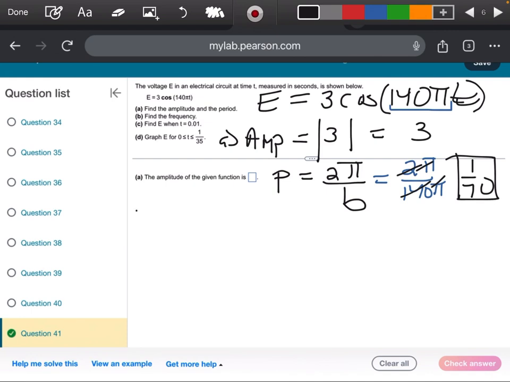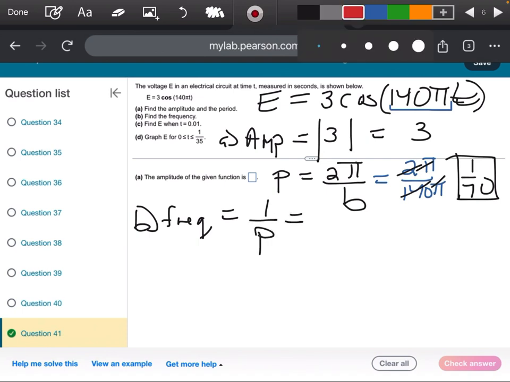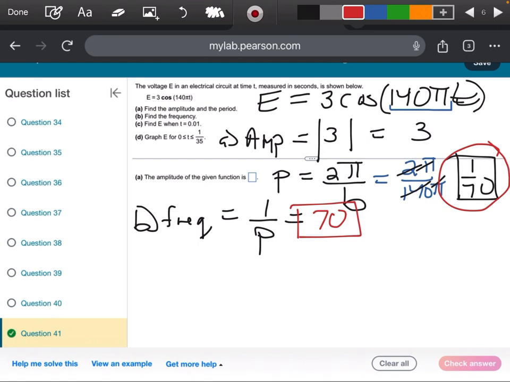Y'all, part B, they are asking us to find the frequency, okay? Y'all, if you remember, the frequency is just 1 over the period, or the reciprocal of the period. Well, y'all, the reciprocal of 1 over 70 would be 70 over 1, but I'm just going to write 70. It means it's going to do 70 oscillations, and our time is measured in seconds. So that means this thing is going to have 70 oscillations per second, okay?